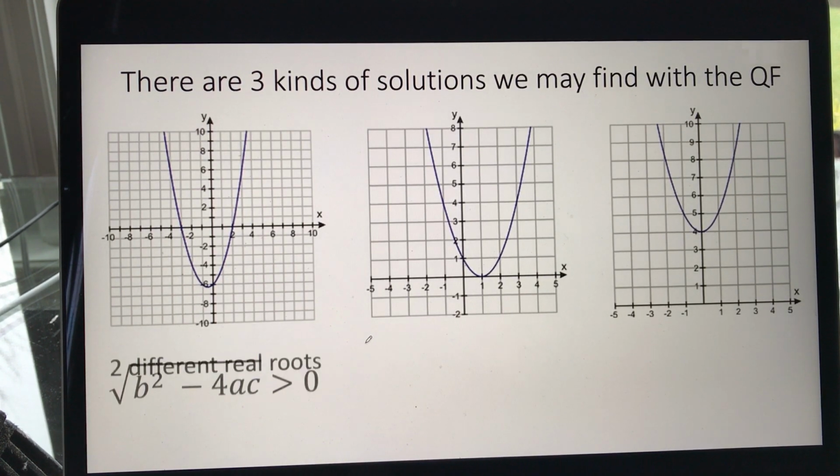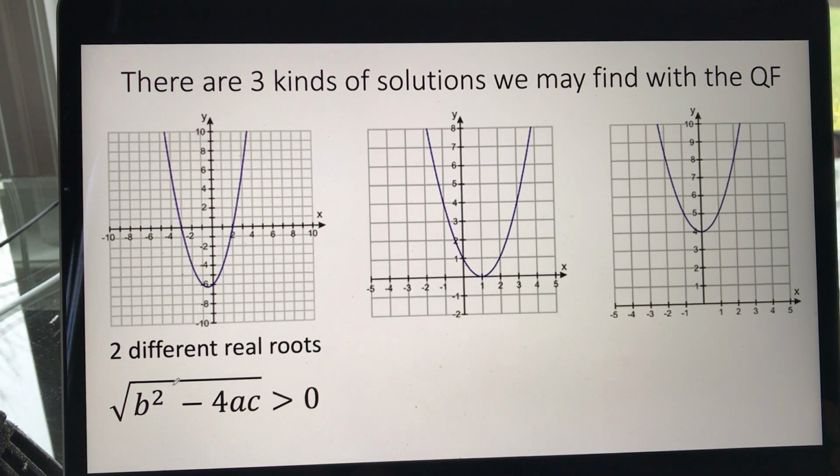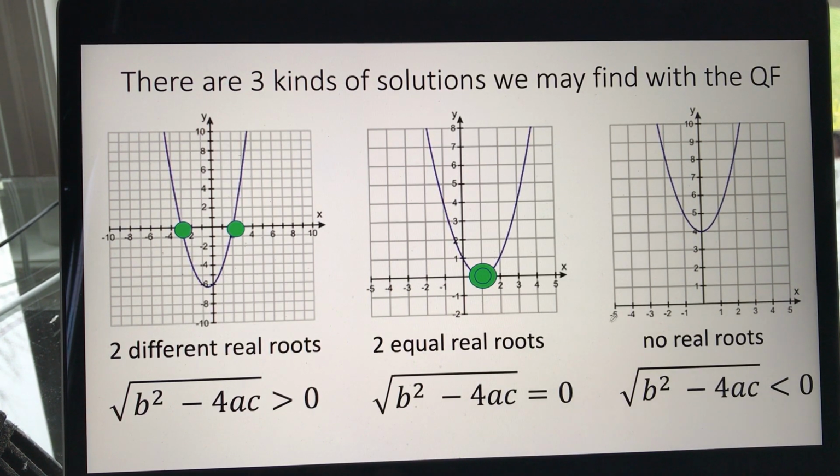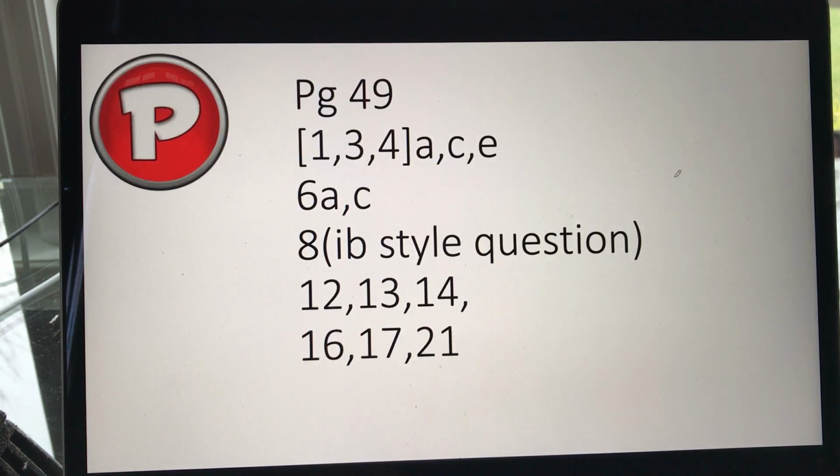So remember, just to confirm, if the discriminant is bigger than 0, I have two different roots. If the discriminant is equal to 0, I have two equal real roots. And if the discriminant is negative, I have no real roots. I don't hit the x-axis. That's it.